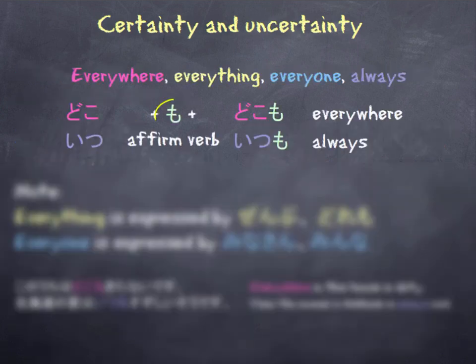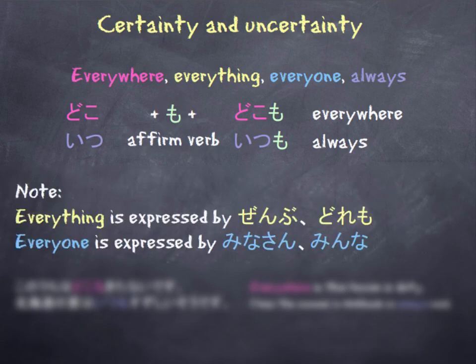Now, if we add mo to the following question words and an affirmative verb, we end up with the following. Dokomo is everywhere, and itsumo is always. Now, please note that everything is expressed by zenbu or doremo, and everyone is expressed by minasan or simply minna.